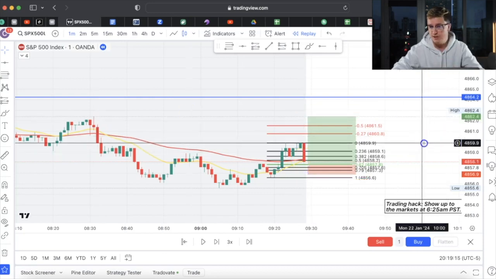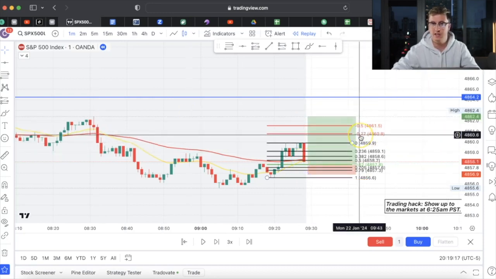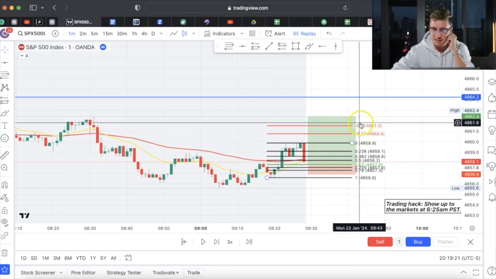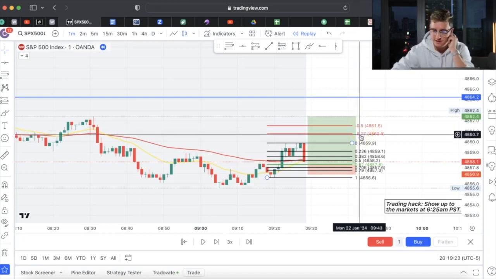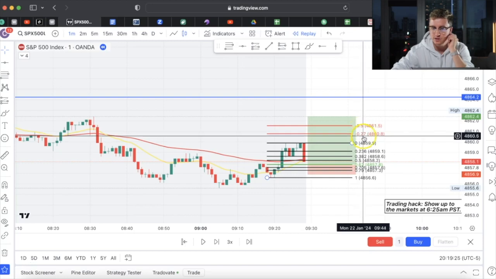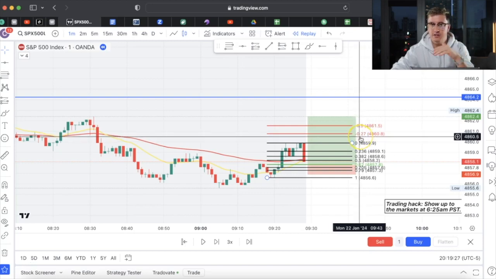Now, usually what you can do is I have these in red to basically say the end of the trade. But what I have is my 0.50 and my 0.27 levels. This negative 0.27 is going to be a great level to exit the trade. So you can use this as your take profit.